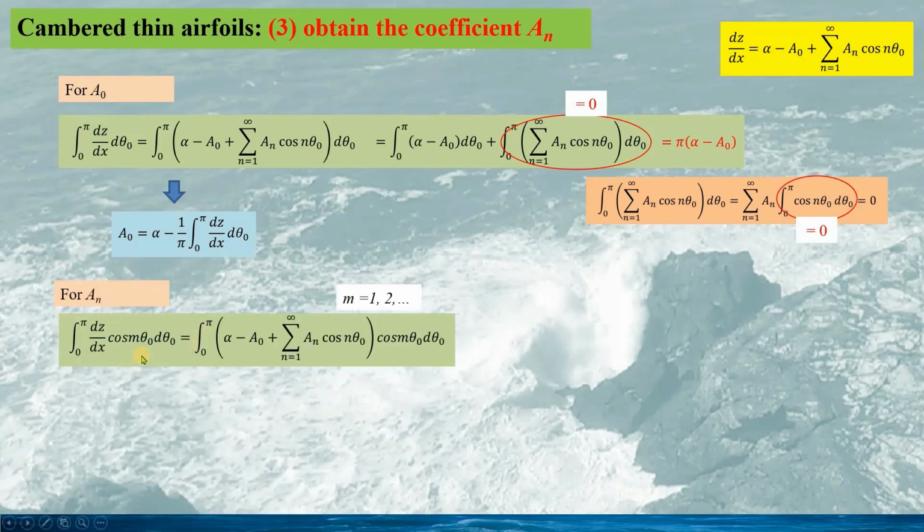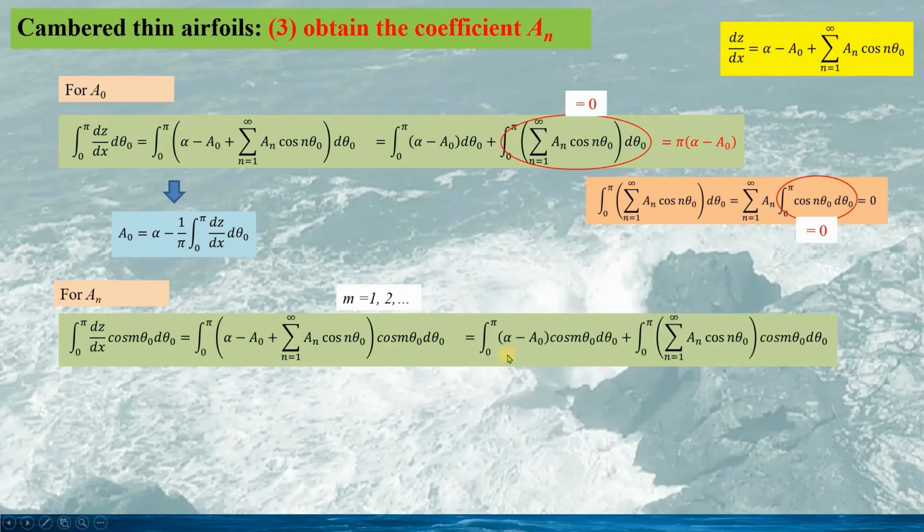And for An, we can perform a manipulation: the integration from 0 to pi for the camber gradient dz over dx times cosine m theta 0. Here m is an integer. So we have the expression as this. And we separate the integration into two terms. So we have the expression as this.